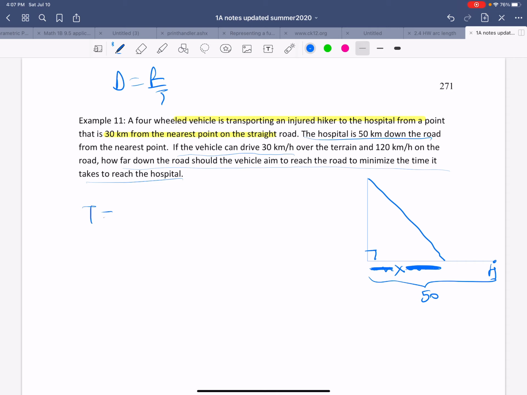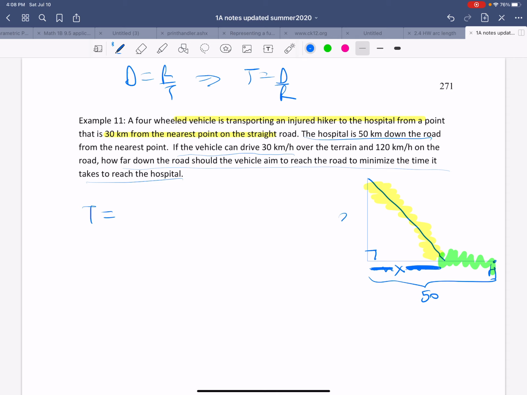We want to find the time it takes the person. So we need to find the two kinds of times. One, the time it takes to get to this point. The second, the time it takes to go from here to here. Distance is equal to rate times time, so we can say time is equal to distance over rate. So the time on the terrain would be the distance covered on the terrain divided by the rate.